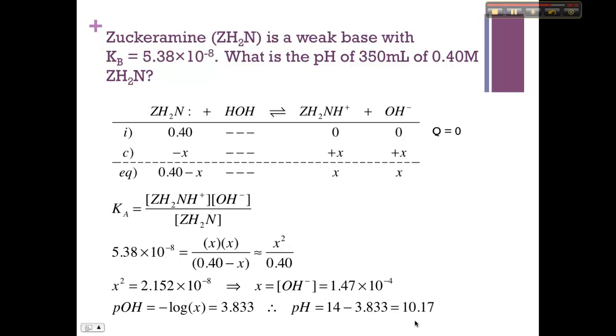All right, so there you have it. That is a base equilibrium problem, and I hope this helps you understand acid-base equilibrium a little better.